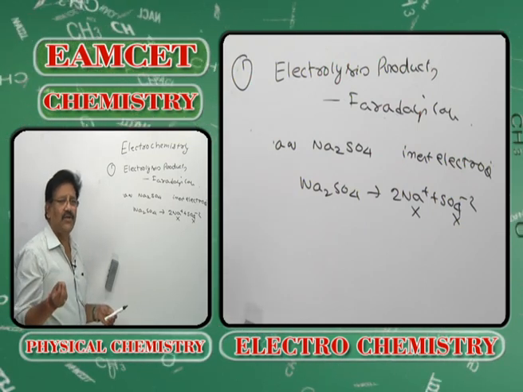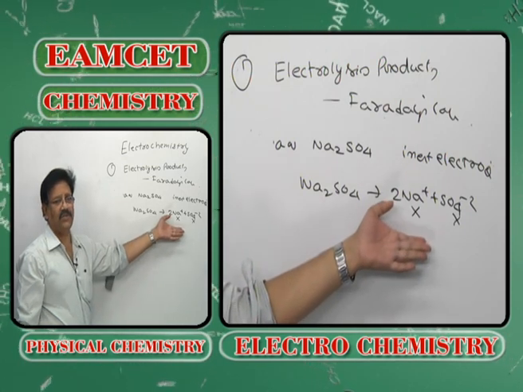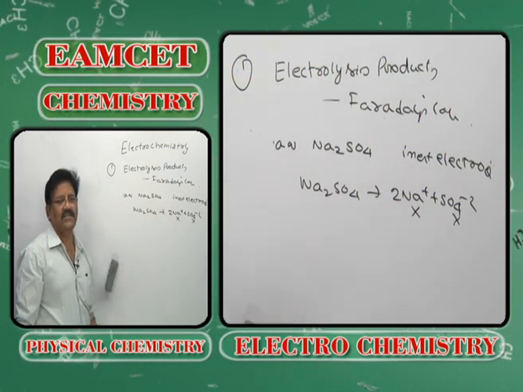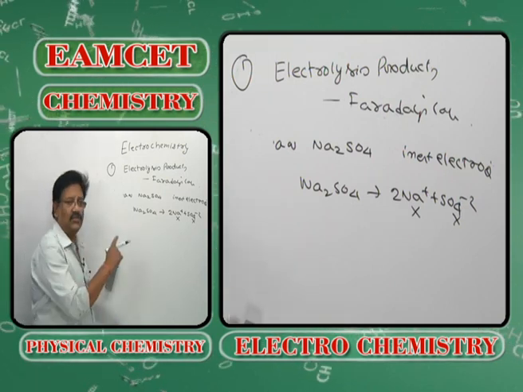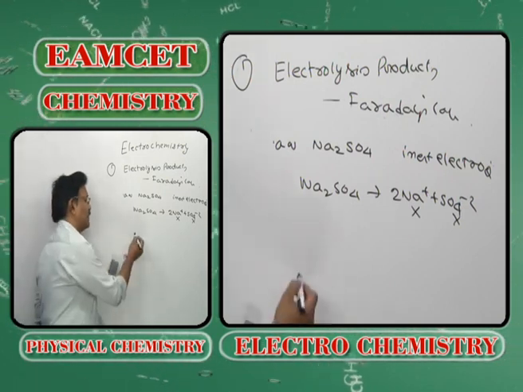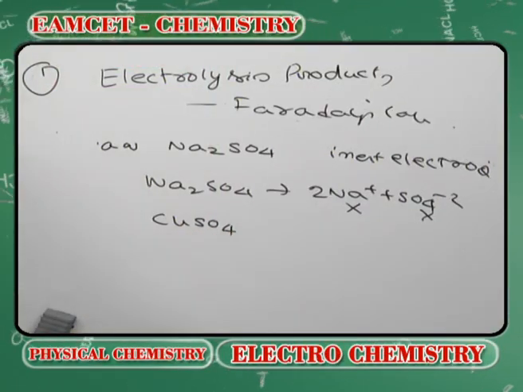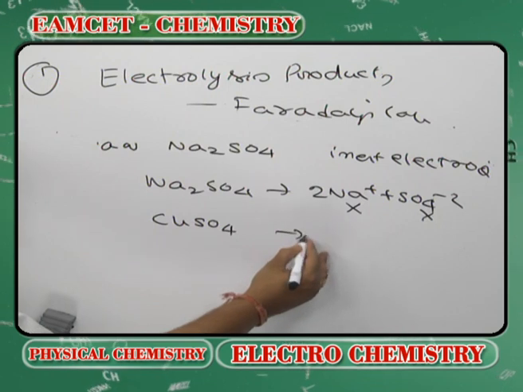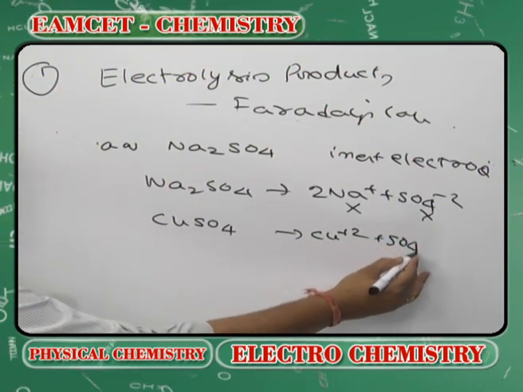When water undergoes electrolysis, what will happen? The volume of the solution decreases. As a result, the concentration of the electrolyte increases. So, this is the important point. Suppose aqueous CuSO4 is electrolyzed using inert electrodes, we get Cu 2+ and SO4 2-.